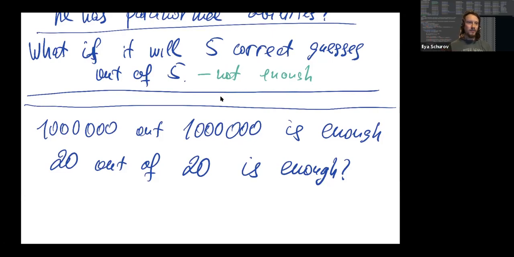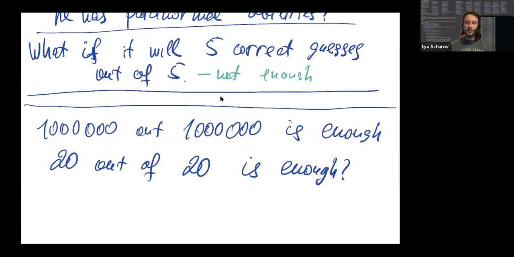So Sebastiana says that 20 out of 20 is not enough because we still have a probability to get it. I have a counter argument. If we have 1 million out of 1 million, we also have some probability. It is possible to guess 1 million coin tosses out of 1 million. It is extremely small, ridiculously small, but it is positive. It is non-zero. So if you say that 20 out of 20 is not enough because there is some probability to obtain it just by chance, then you have to say the same thing about this.